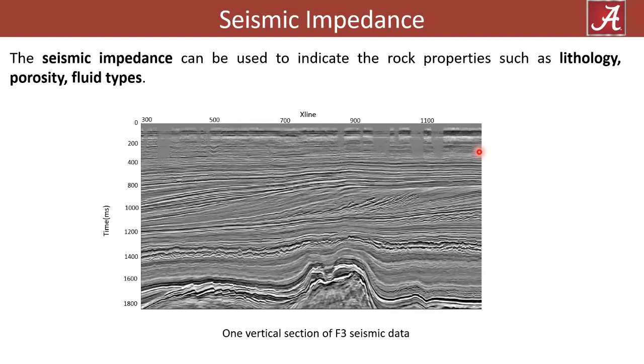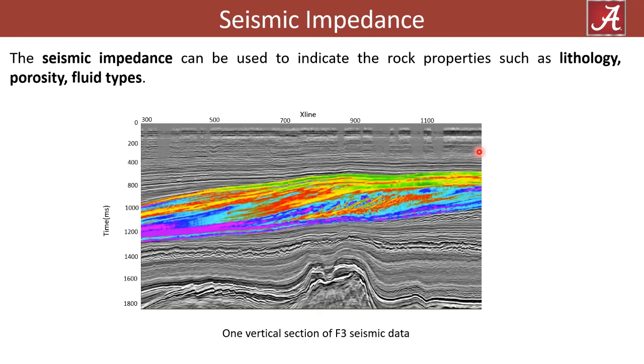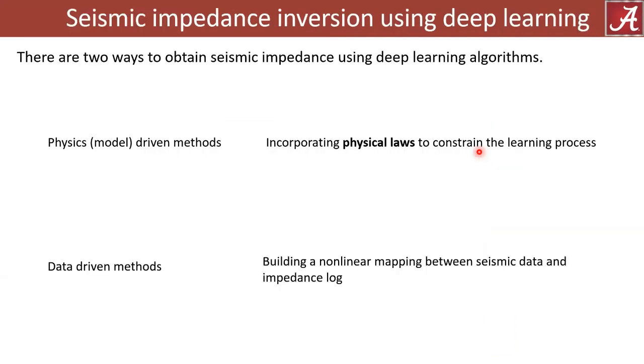First, the introduction. Seismic impedance can be used to indicate rock properties like lithology, porosity and fluid types. In deep learning, there are two major methods to do this job. The first one is the physics-driven method, which you can also call model-driven. And the second one is the data-driven method.